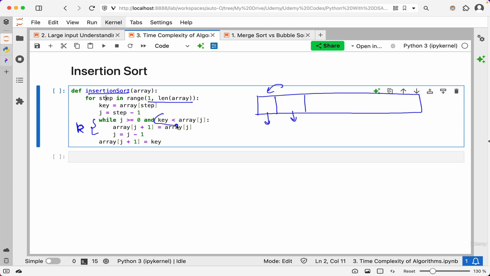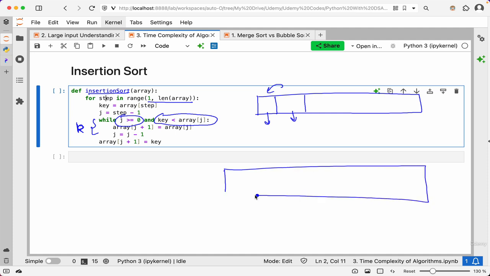Okay, so this key less than array of j, and while j greater than or equal to 0, all of these will get executed. So let's say when I'm on the fifth element, all four elements are basically greater than my fifth element. Okay, so that is what the worst case is. So it would be an array like this, 5, 4, 3, 2, 1. And maybe you can just extend it for a large n size.